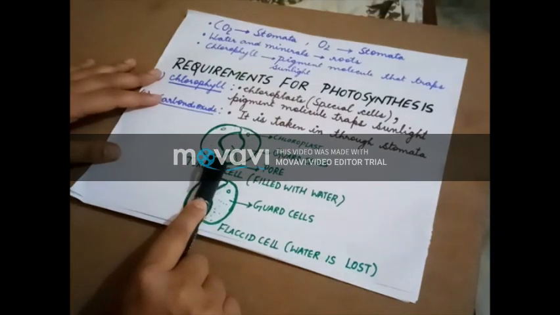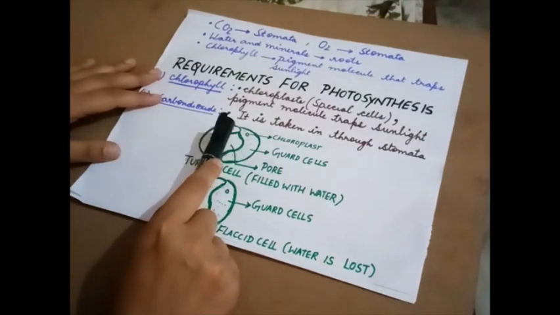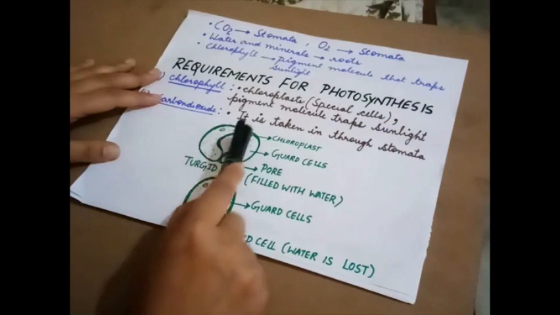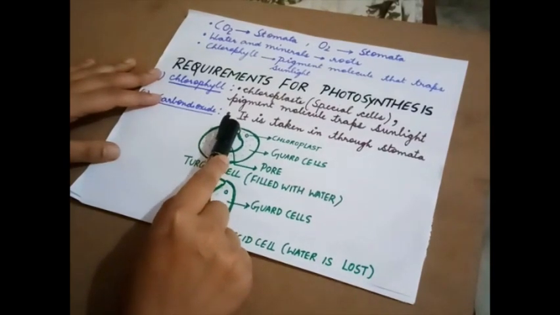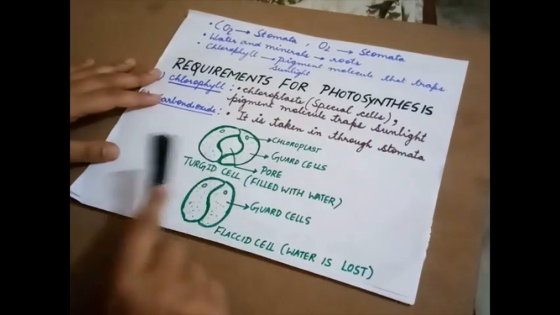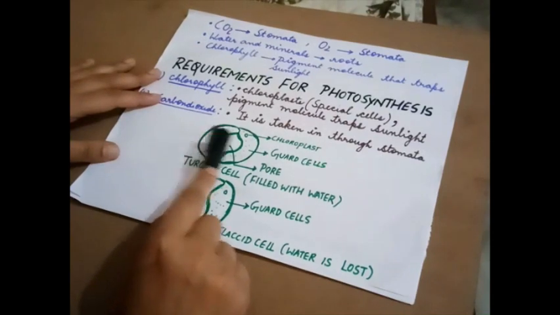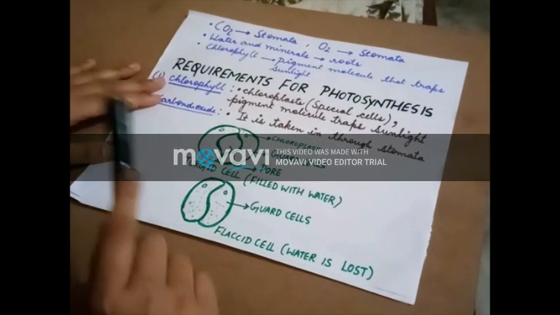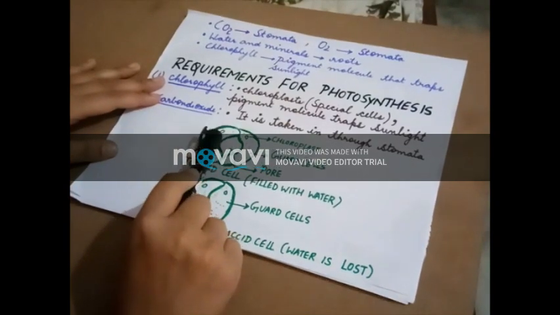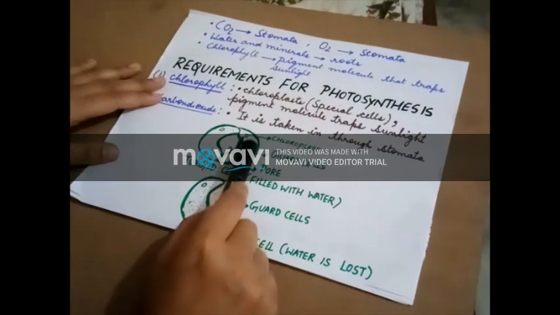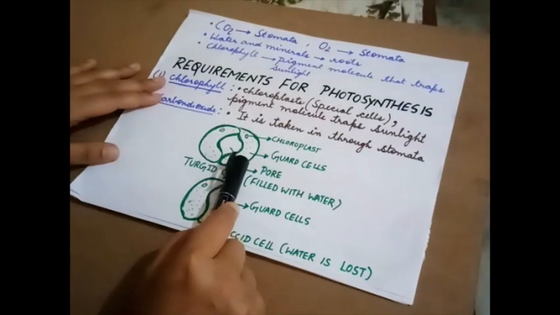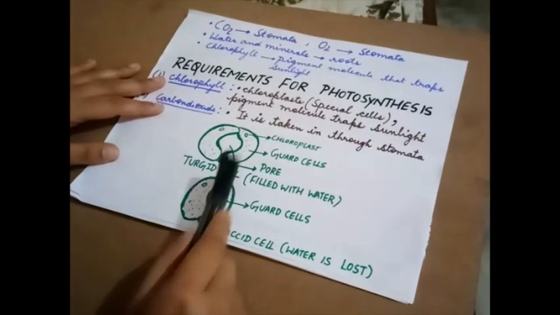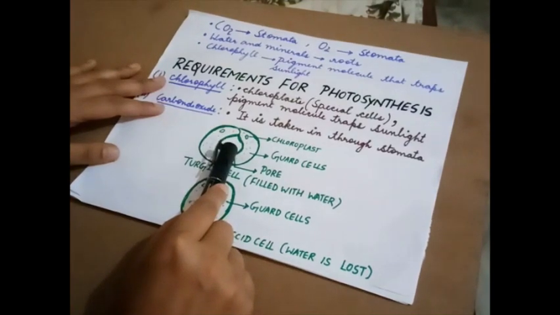This is the structure of the stomata. Here we see the stomata has guard cells. The bean-shaped structures are known as guard cells, and in between the guard cells we have the pore. In the guard cells we see the presence of chloroplast. When the guard cell is filled with water, it is called a turgid cell and the pore is open.